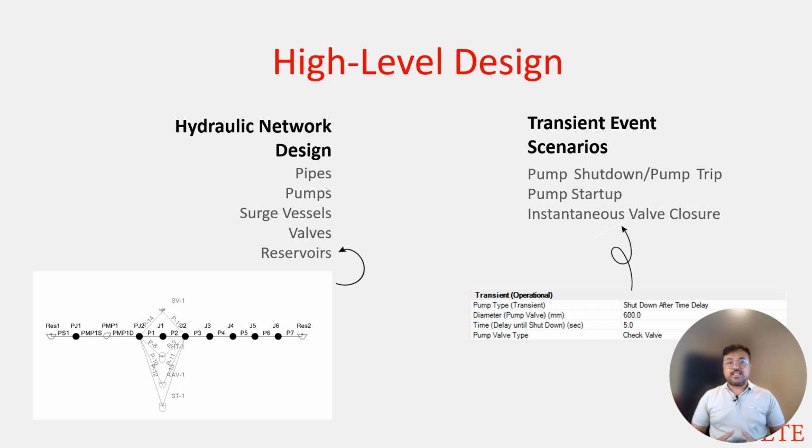In this network design, you can see different types of protection devices being modeled to see how the system performs using various scenarios. The transient scenarios: we identify the key transient scenarios that we'll need to simulate during testing. This might include pump shutdowns, rapid valve closures, or power failures. In this case, we will be using a pump shutdown or pump trip event.